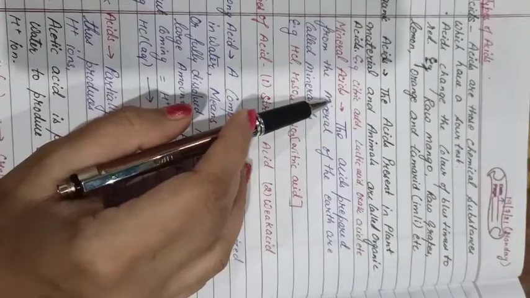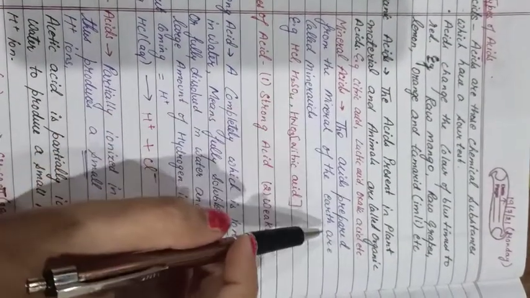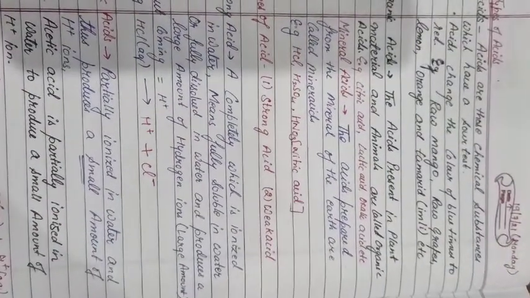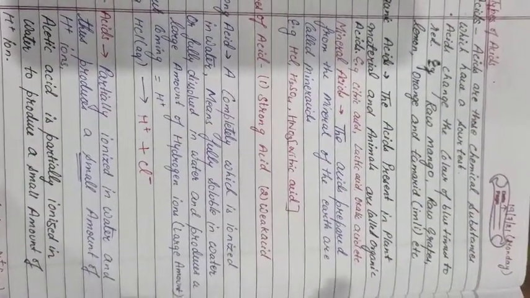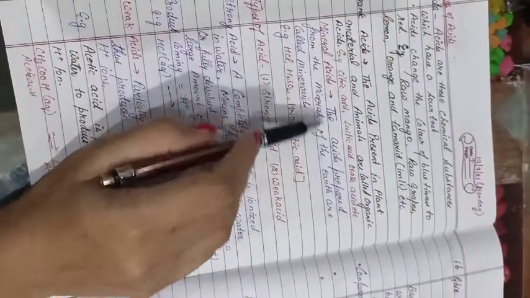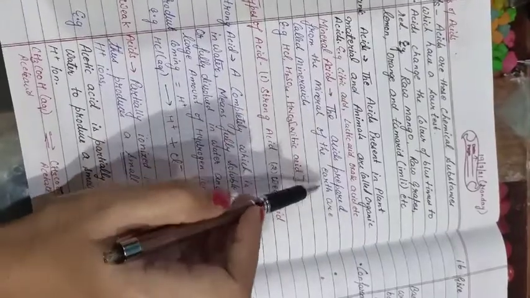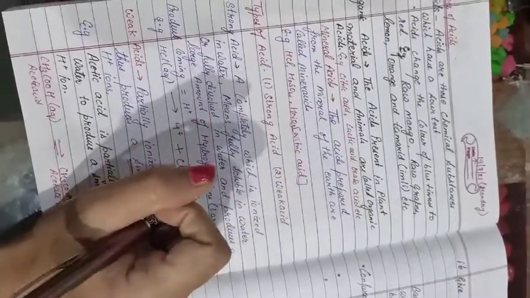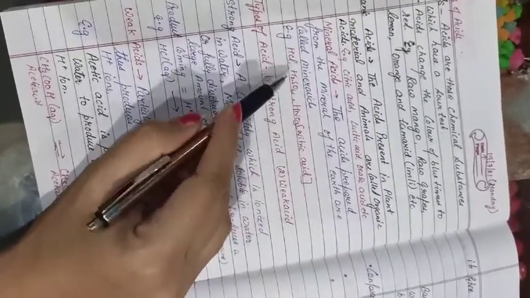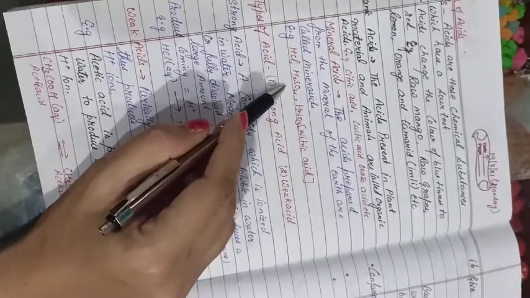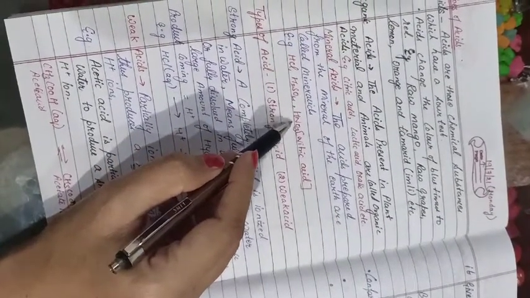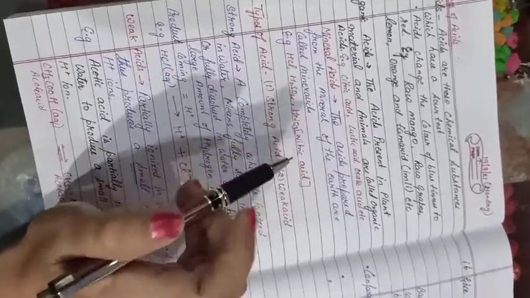Next, we are telling you about the mineral acids. The acids prepared from the minerals of the earth, means those things which we take from the earth, are called mineral acids. Some examples are HCl, hydrochloric acid, H2SO4, sulfuric acid, and HNO3, nitric acid. Now let's talk about the types of acid.